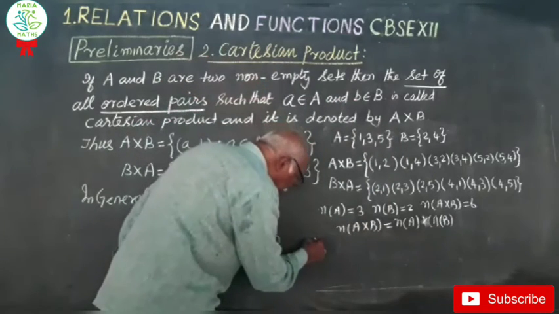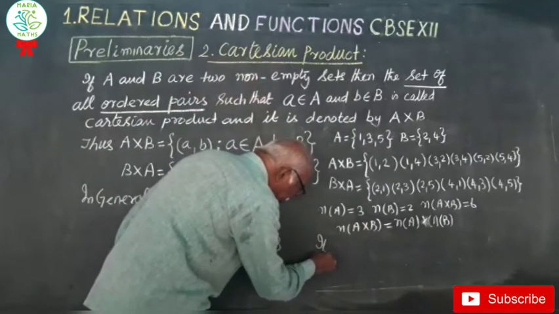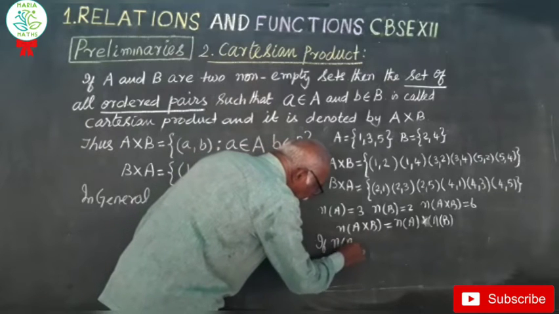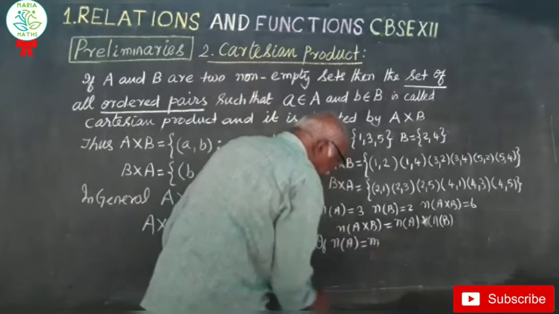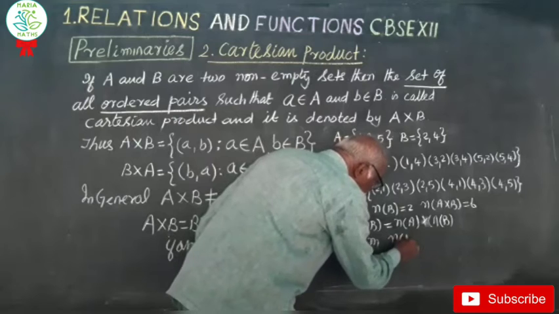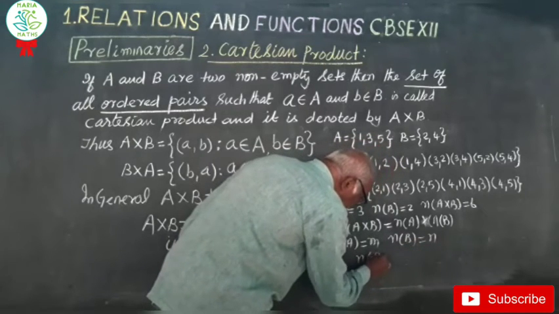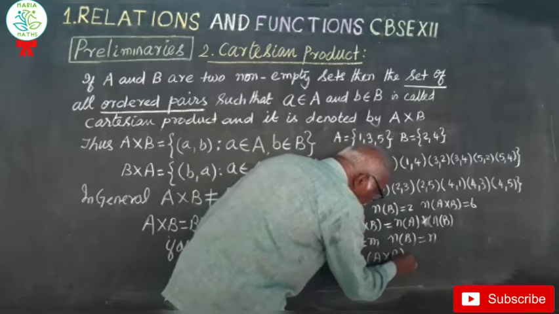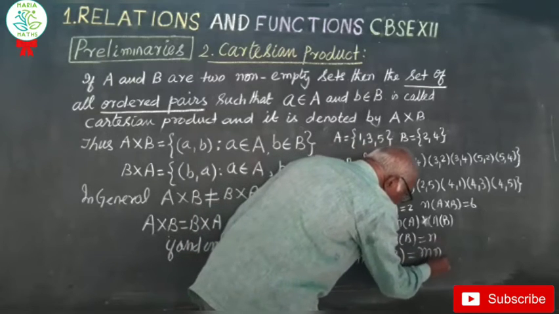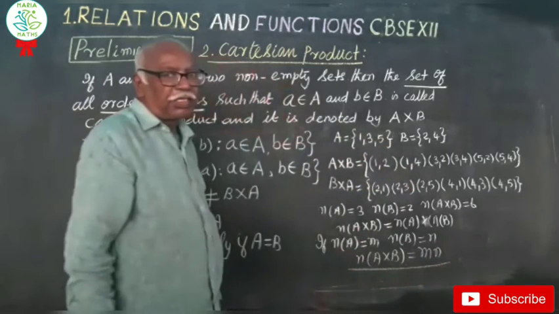So, in general, if n(A) equals m, the number of elements is m, and n(B) equals n, the number of elements is n, then n(A cross B) is equal to m into n elements.